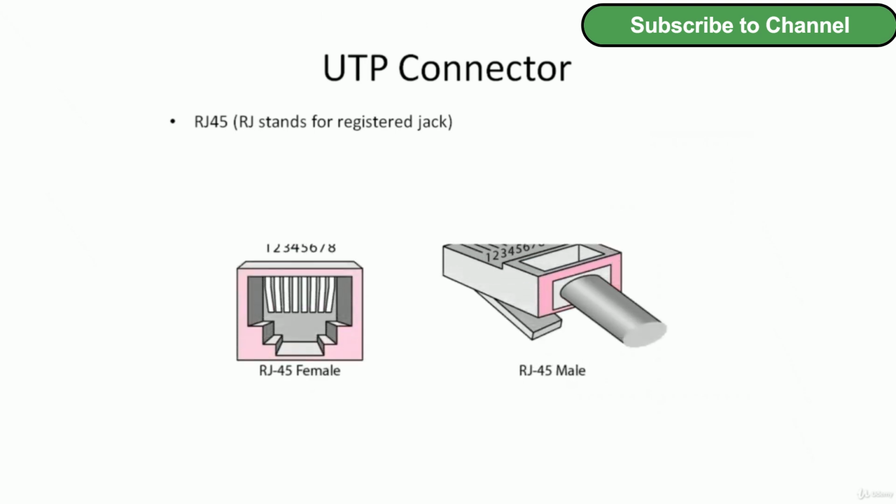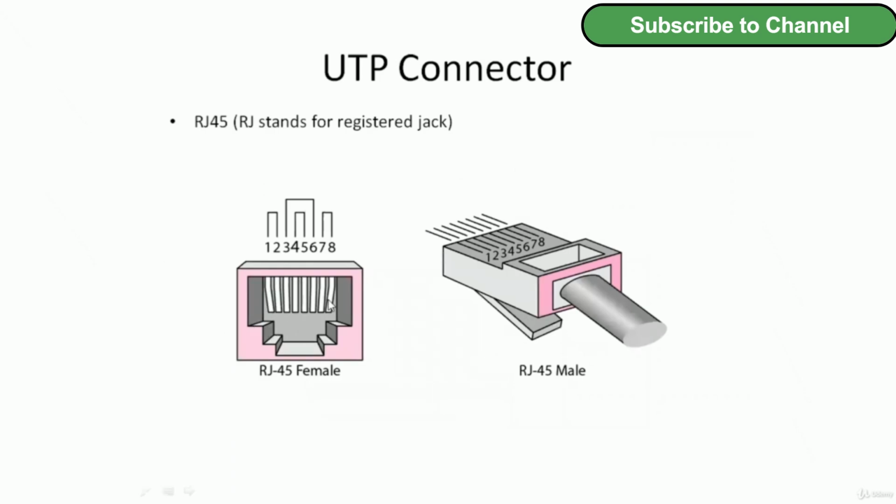Then UTP connectors, the different UTP connectors we have to study. This first one is the RJ45. RJ stands for the registered jack, and you can see in this figure the RJ female connector, and this one is the RJ male connector.